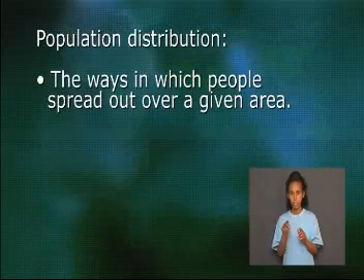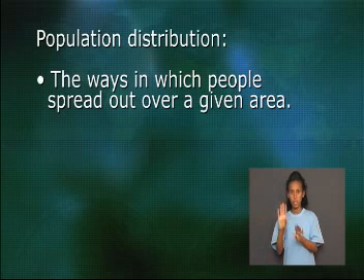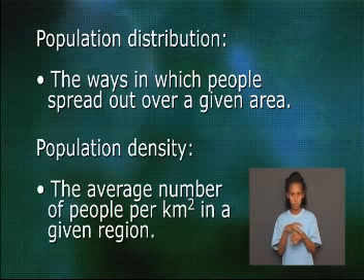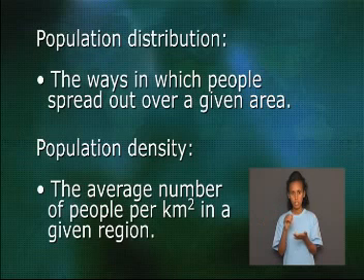Population distribution refers to the ways in which people spread out over a given area. The area can be as small as a community or as large as the entire Earth. Population density indicates the distribution of population. It is the average number of people per square kilometer in a given region.